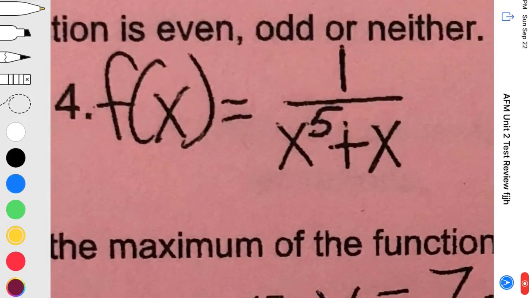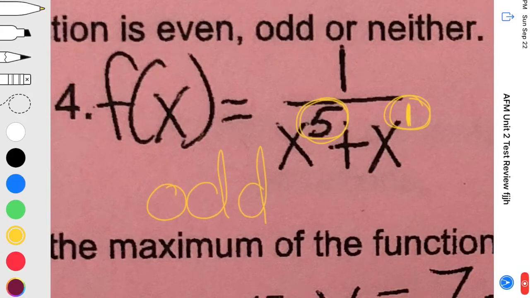14. Well, I only see an exponent of 5, but what's also understood in the exponent? A 1. The x has an understood 1 in the exponent. So we're comparing 5 and 1. Well, both of them are odd. So 14 is odd.